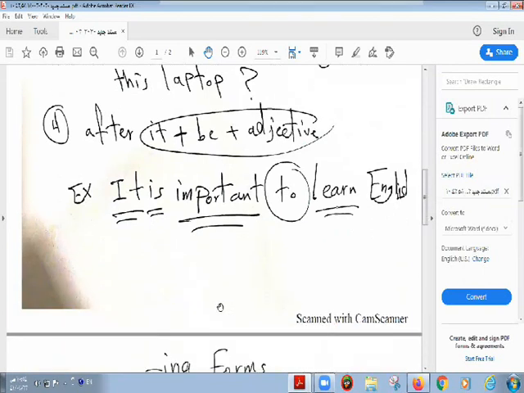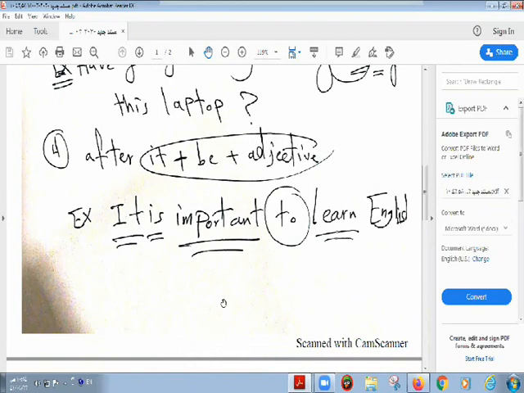We can also use the infinitive form after most of the modal verbs. You have to notice that we can also use the infinitive form without to. So we can use the infinitive form without to after most of the modal verbs like can, could, shall, should, will, would, may, might, must, etc. In that case, we will use the infinitive form without to.